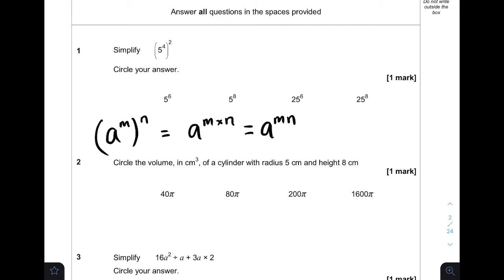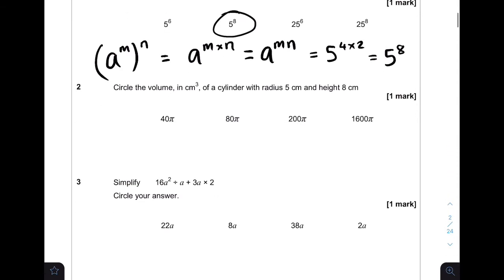So in this instance, we can substitute 5 for a, 4 for m, and 2 for n. So if we just write this out as 5 to the power of 4, and then because we've got the 2 outside, times by 2. So that is the same as writing 5 to the power of 8, which is this answer here.